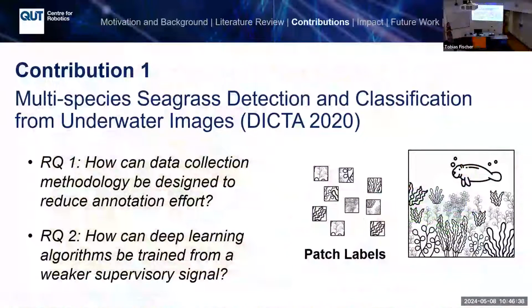So now I'm going to discuss the 4 main contributions of this thesis, starting with our first work, multi-species seagrass detection and classification from underwater images. And this work looks at how we can design the data collection methodology in such a way to reduce annotation effort, and we also want to design our deep learning algorithm so that it can be trained from a weaker supervisory signal.